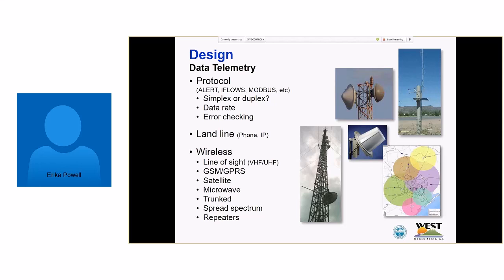A whole variety of wireless kinds of communication: VHF, UHF radios, cell service, satellite, microwave, different kinds of microwave, spread spectrum radios. And then you'll need repeaters if you have a really long distance between a remote location and a central site where you're collecting the data, especially if there are things like mountains that get in the way and you don't have good line of sight between the remote location and the central receiving station.